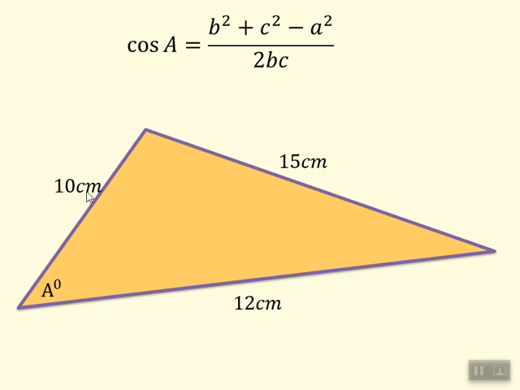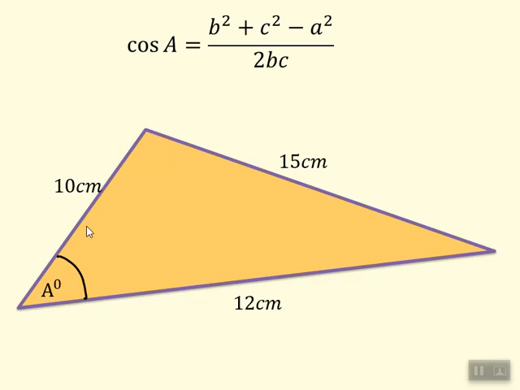Okay, so let's just use that example that we started with. If I want to find out how big this angle is, in order to use this formula, I need to know all three sides of the triangle and how long they are. So I know all three sides of this triangle, so I can use this version of the cosine rule to work out this angle here.